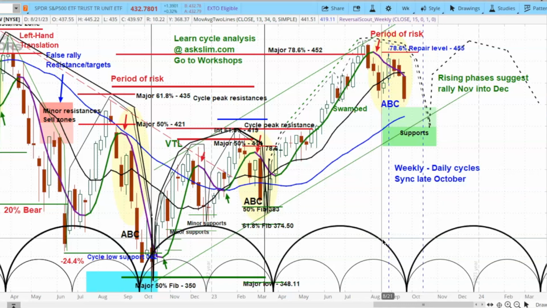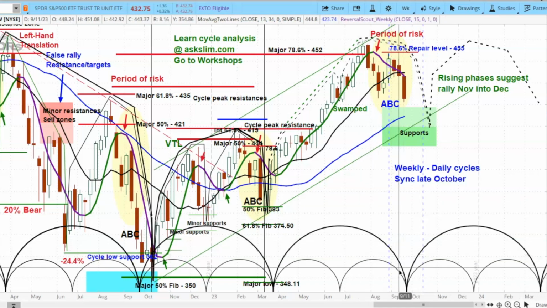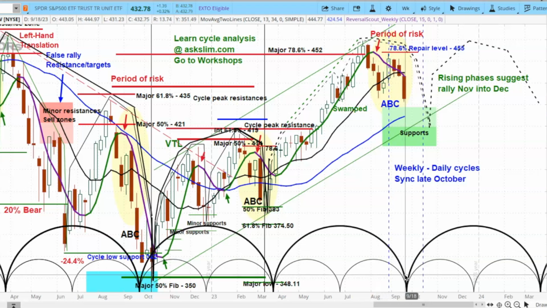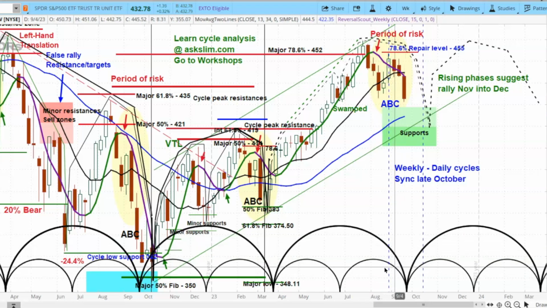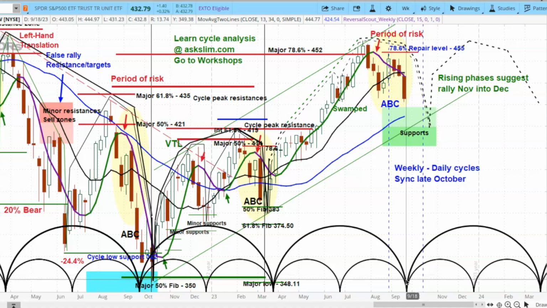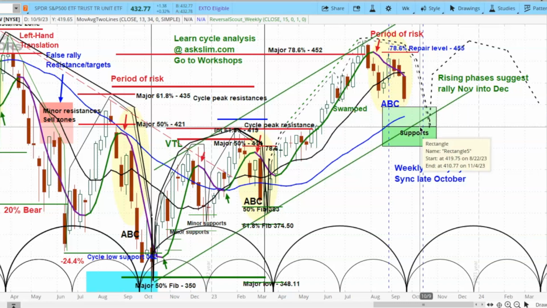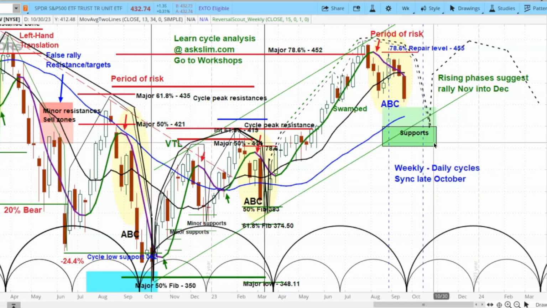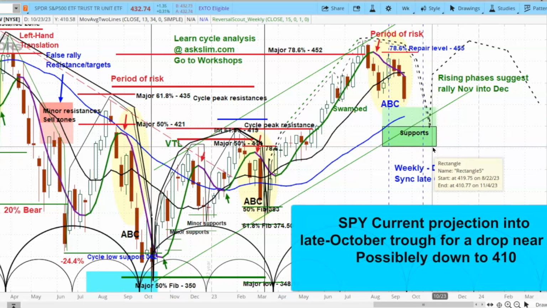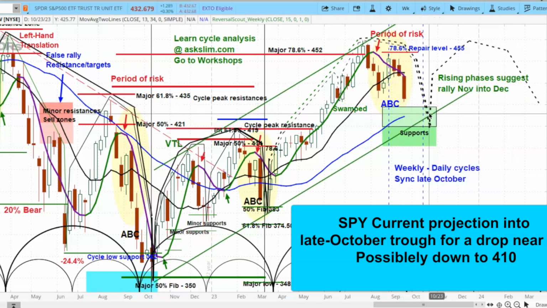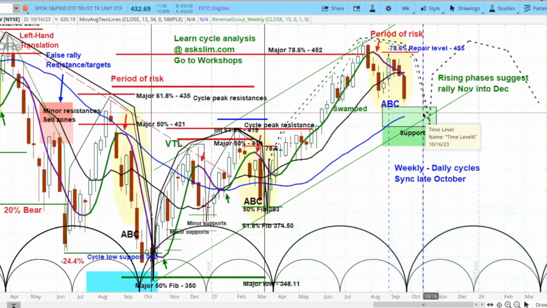So right now we're in this period of risk where the minor cycle and the dominant cycle show outflows of money. That is where you get the corrective periods. And the supports come in right over here. So that support is right around 429 on the SPY, and then here at about 419, and then all the way down here at about 410. I would say that that's an extreme. There are still several weeks left to go before this corrective period is over.